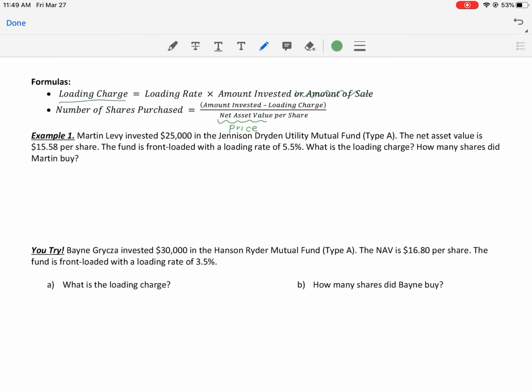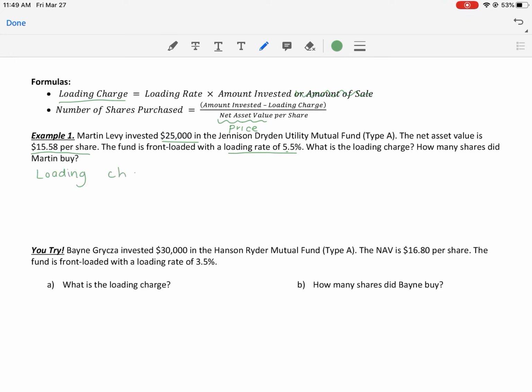And this is a fancy way to just say the price per share. So Martin Levy invested $25,000 in a mutual fund. The net asset value is $15.58 per share. It is front loaded. That basically just means that he's paying the person up front at a loading rate of 5.5%. What's the loading charge and how many shares did Martin buy?